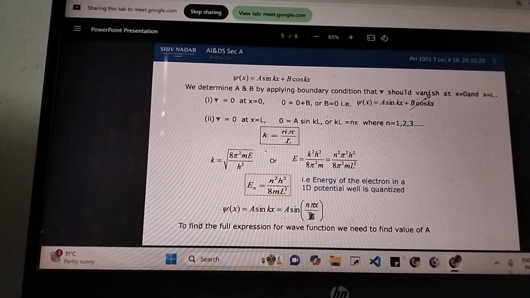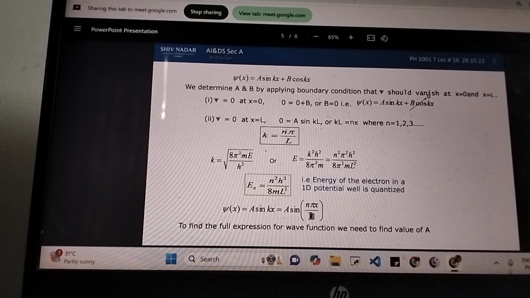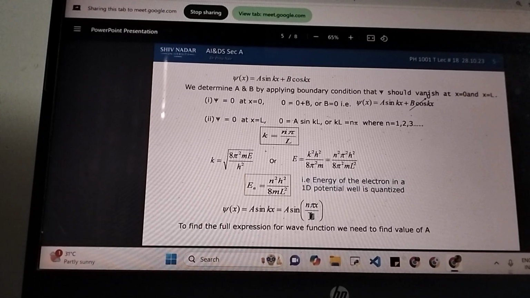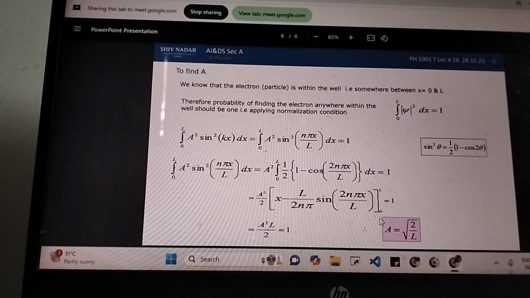L is also a variable, but L is well defined. It is the length or the width of the potential well, but A is just some arbitrary constant, so you cannot leave it as such. So you need to find an expression for A. Once you do that, your derivation is complete. So how do we do that?